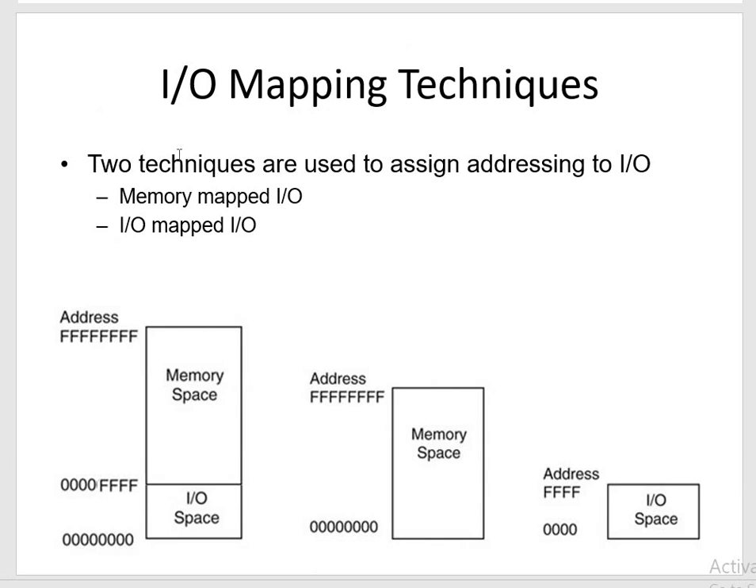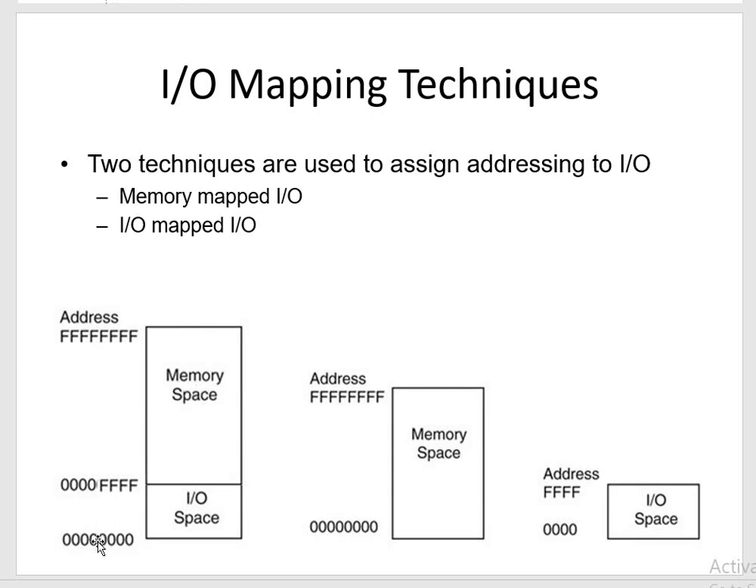Here we can see the two different techniques which are used to assign the addressing to the I/O. The first one is known as memory mapped I/O and the second is known as I/O mapped I/O. In case of memory mapped I/O, the whole addressing capacity of a processor will be divided into two parts. One part will be reserved to assign the addresses to the input output devices, and another part of the addressing capacity will be used to assign the addresses to the memory space.